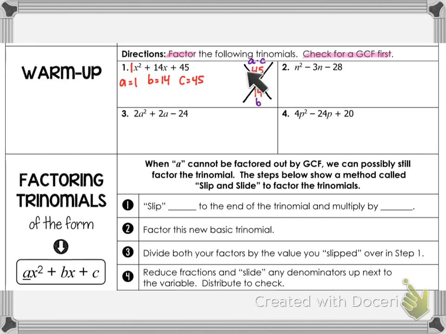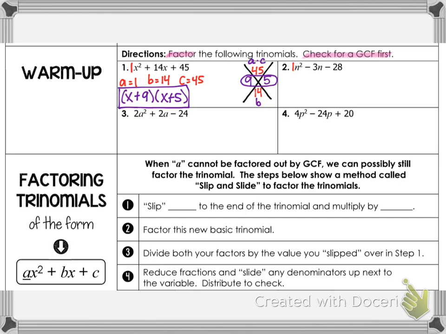So what multiplies to 45? So what are the factors of 45 that add up to 14? Well, we know that 9 times 5 is 45, and 9 plus 5 is 14, so that's our answer. And remember, we can just jump into x, whatever the variable is, so x plus 9, x plus 5, and it doesn't matter which order. That's your answer.